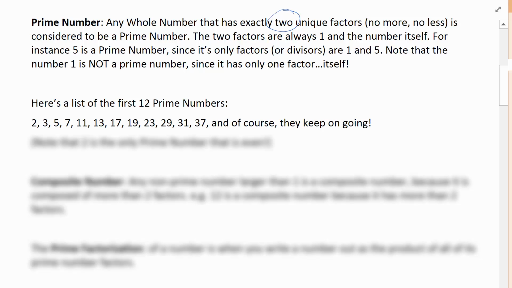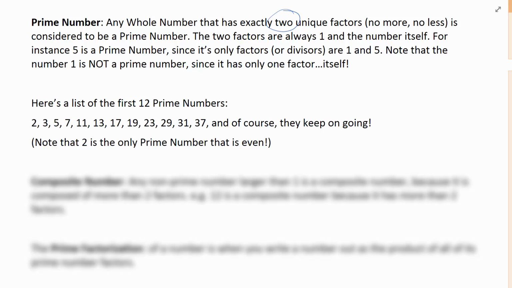And of course the prime numbers actually keep on going, and there's quite a lot of interest around prime numbers and their uses, which maybe aren't apparent right now, but we will talk about them in class when I see you. Note that the number 2 is actually the only prime number that's even. Can you think of why that might be?